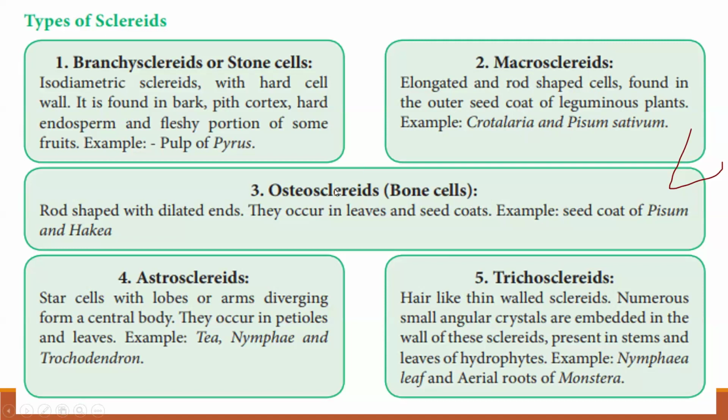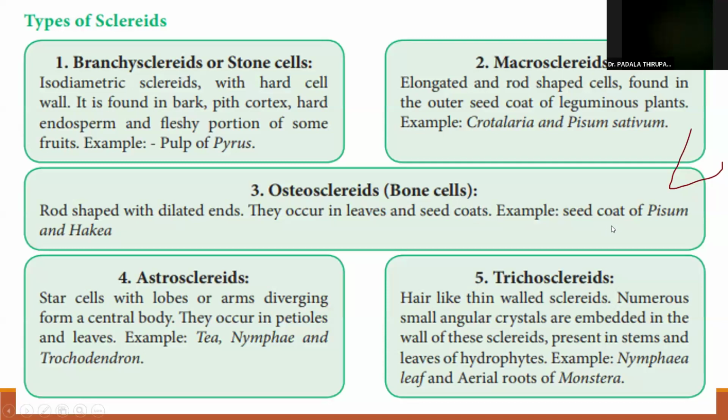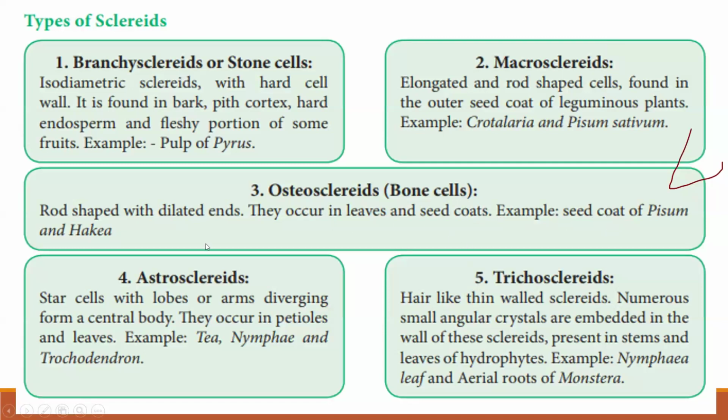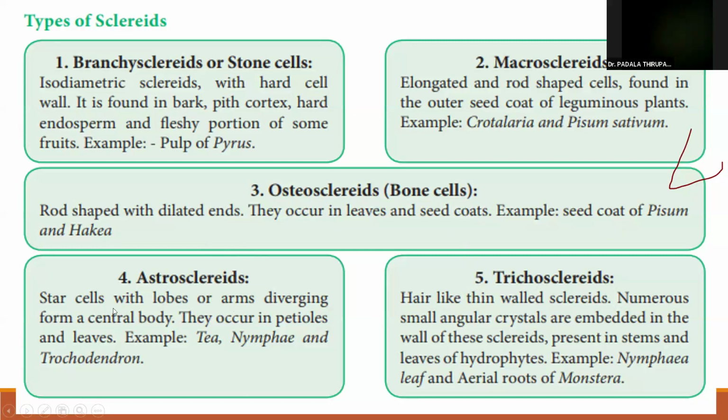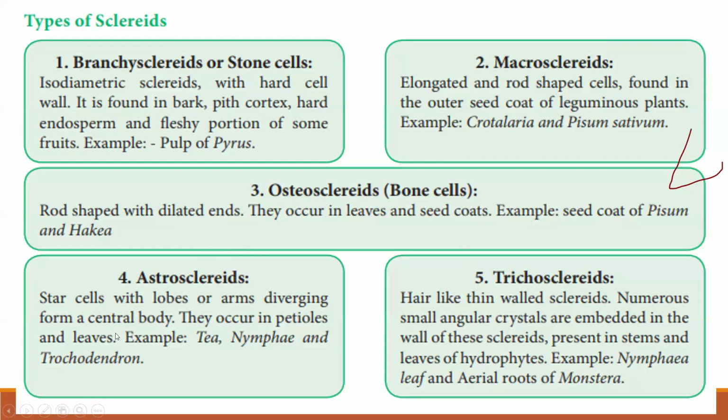The next one is the osteosclerites. Here, bone shape, a rod shape with dilated ends. They occur in leaves and the seed coat of Pisum and Hakea. The next one is the astrosclerites. Astro means star shape, so these are star-shaped cells with lobes or arms diverging from the central body. They occur in leaves. Astrosclerites are seen in Leafia and Crocodendron.